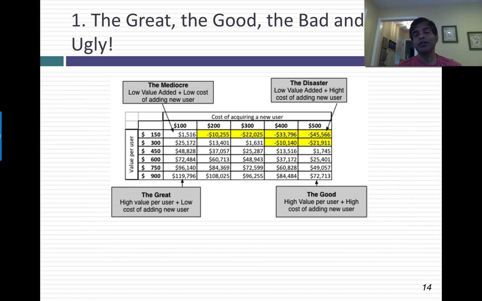And then you have the destructive companies. You know, these are the companies that are truly disasters. These are companies where the value per user is low and the cost of acquiring new users is high.